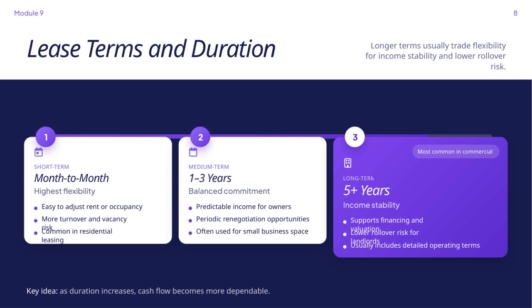Finally, long-term leases typically extend for 5 years or more. These offer the greatest income stability, making them common in commercial real estate. Long-term leases support financing and valuation processes and lower rollover risk for landlords. They usually come with detailed operating terms to clearly define responsibilities and expectations.